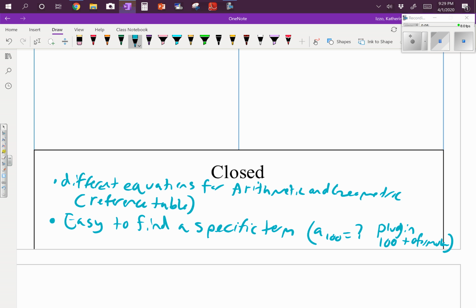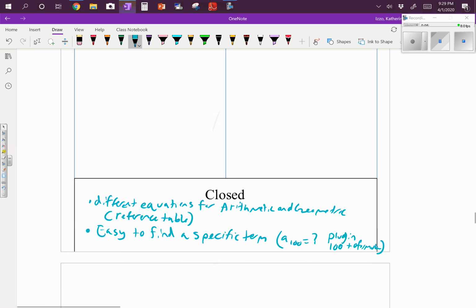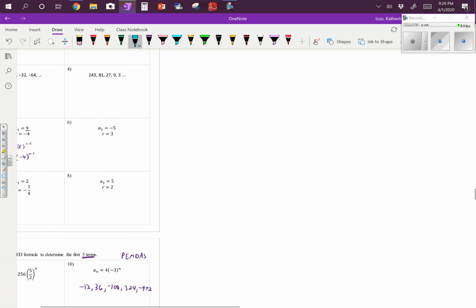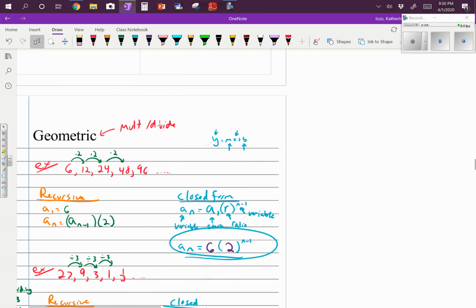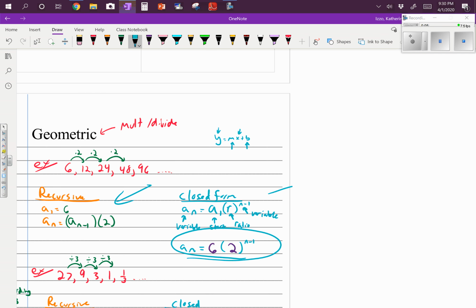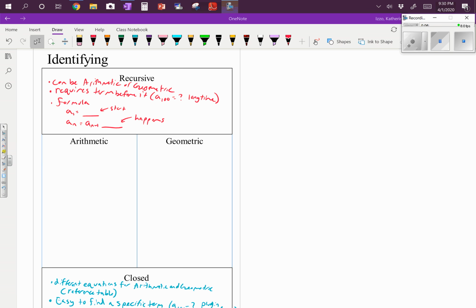So that's the difference between recursive and closed. If we go back to our notes, we always have the recursive form and the closed form. There are two different ways to write a geometric sequence, two different ways to write an arithmetic sequence. So we've got these two different ways to write these sequences.